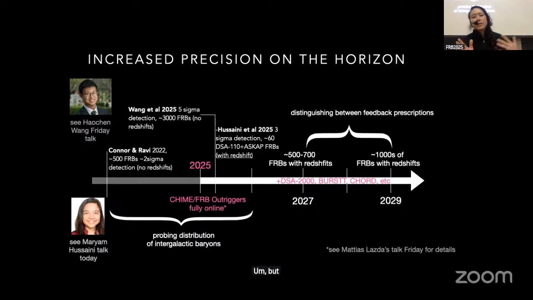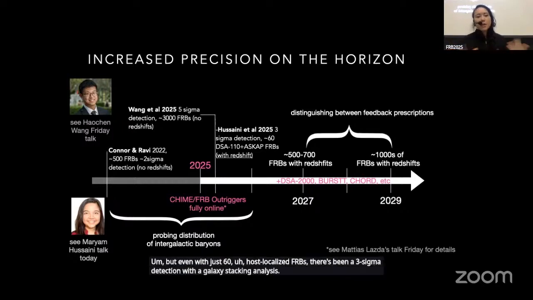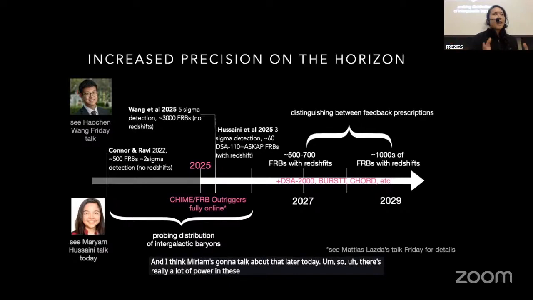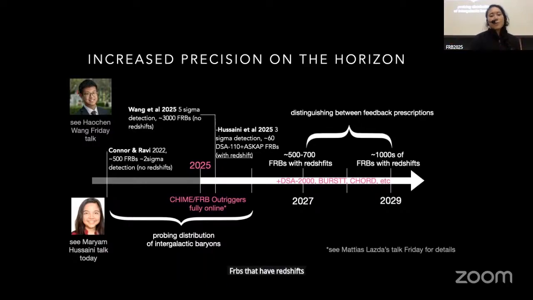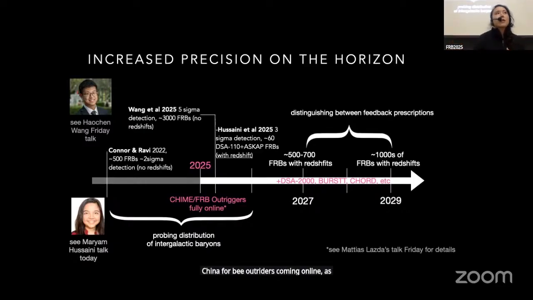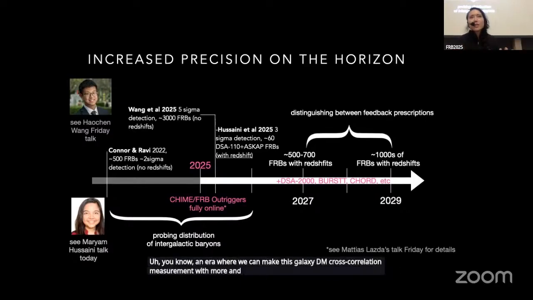But even with just 60 host-localized FRBs, there's been a 3 sigma detection with a galaxy stacking analysis. And I think Maryam's going to talk about that later today. So there's really a lot of power in these FRBs that have redshifts. In the near future, we're going to have many, many more redshifts with CHIME FRB Outriggers coming online, as well as many other next-generation telescopes. So an era where we can make this galaxy-DM cross-correlation measurement with more and more precision is truly imminent.